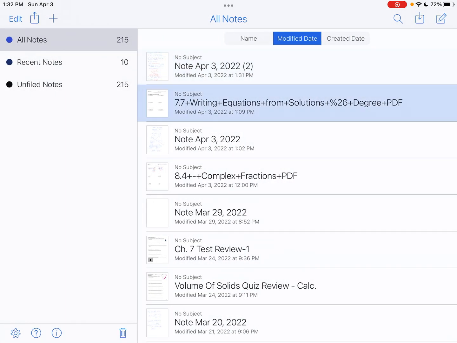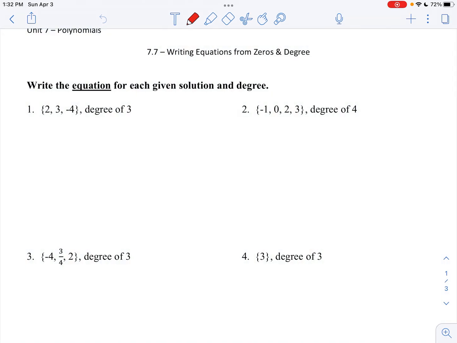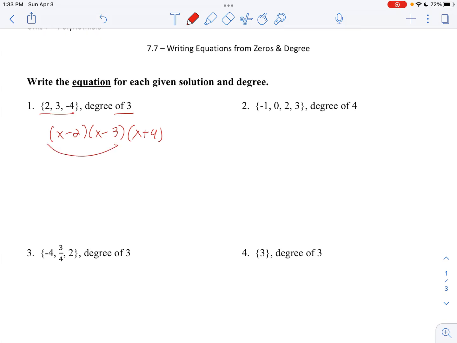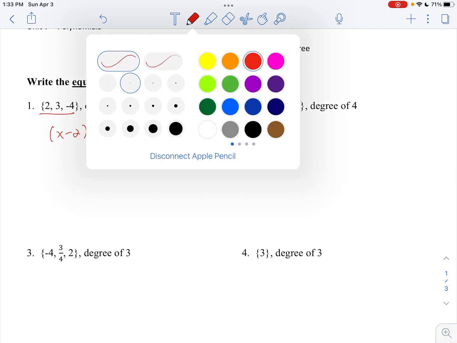So just kind of looking at the homework, you'll be given a set of zeros and they'll tell you the degree. So you're just going to set it up, x minus 2, x minus 3, x plus 4, and then start distributing. One pair at a time, get your answer, and then distribute with the x plus 4 and get your answer.